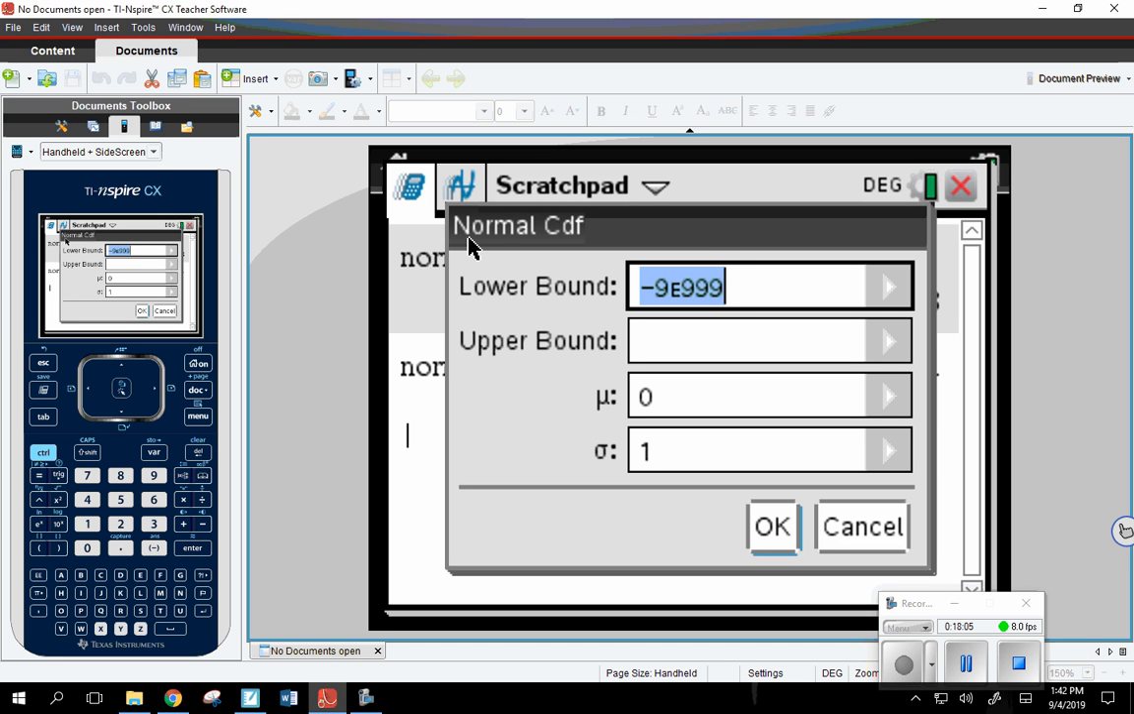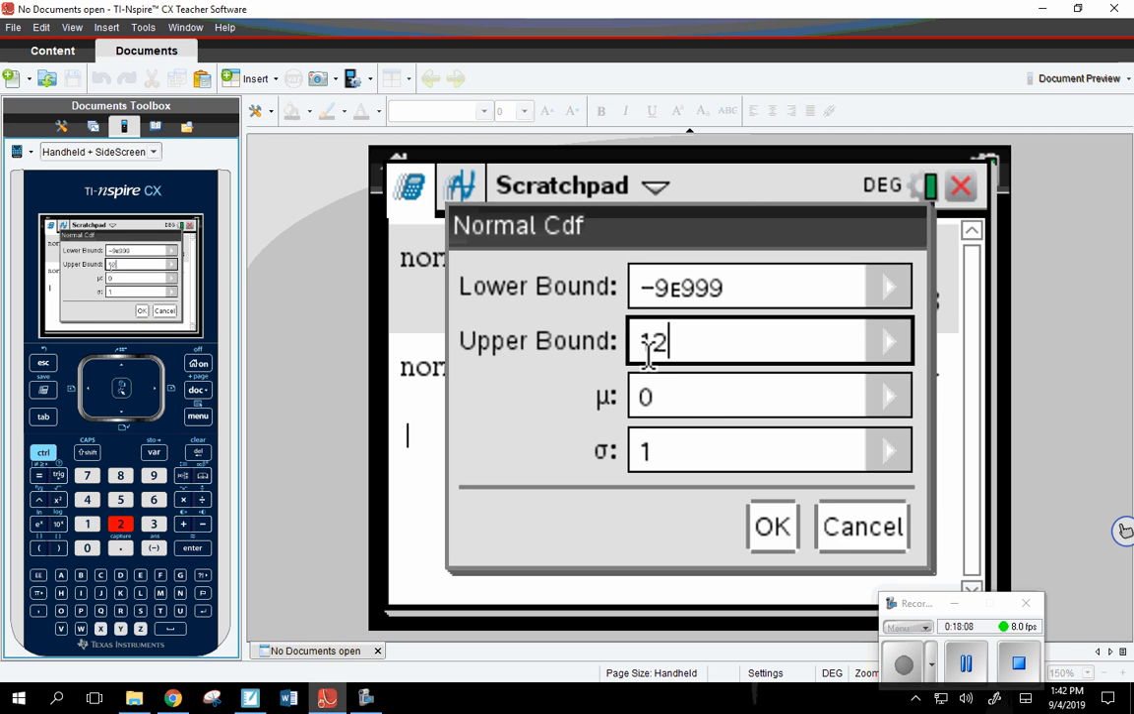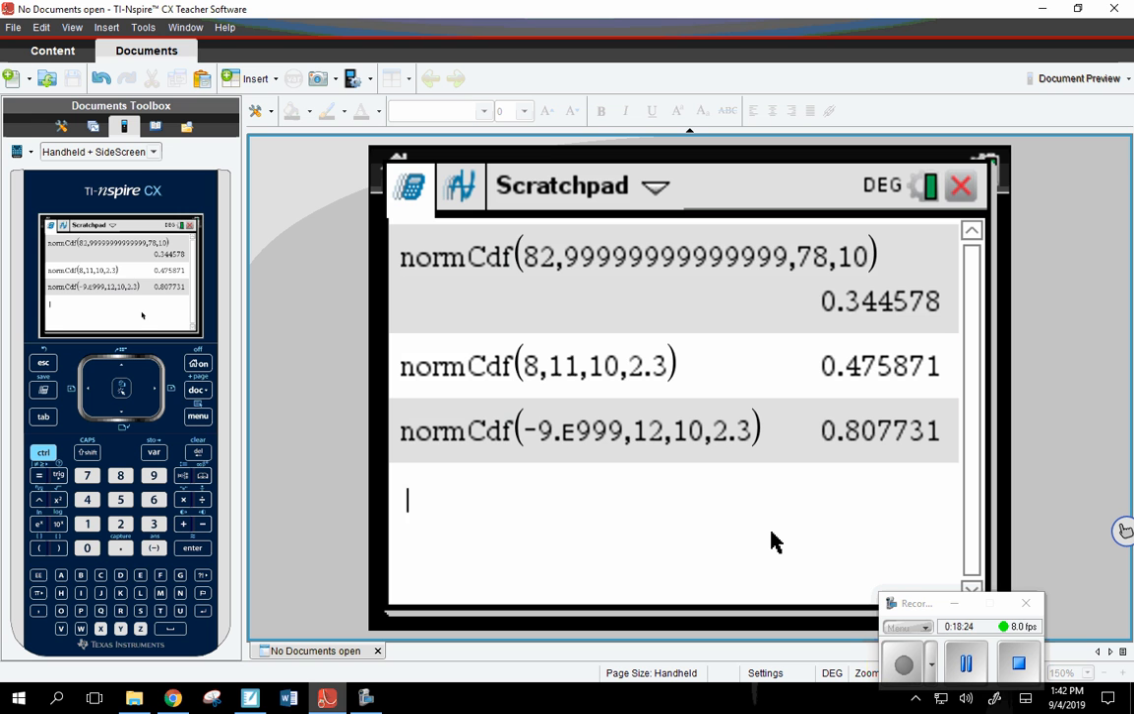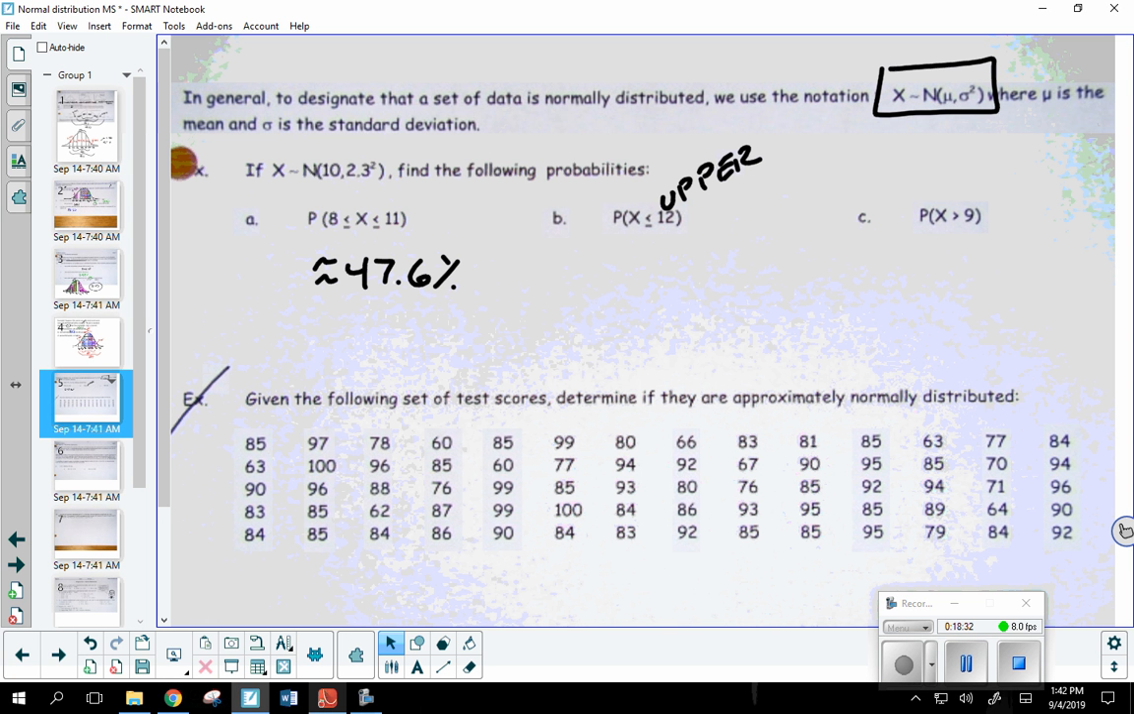Okay, so because we only have the upper, I'm going to leave that lower. I'm going to put in the 12. Okay, we had a 10 for the mean, and then a 2.3 for the standard deviation. Okay, so what am I going to get when I push OK? I'm getting about 80.8%. Okay, 80.8%. This is one of the easiest ideas we have in IB. Okay, you're going to want to see these on your paper exam. Okay, 80.8%.